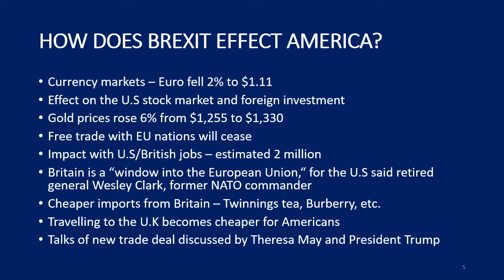How does Brexit affect America? After the referendum in 2016, the currency markets for the euro fell by 2% to $1.11. This had an effect on the US stock market and foreign investment, as people within the EU found it more expensive to invest in US stock or make foreign investment payments to this country. Gold prices rose by 6% from $1,255 to $1,330, making gold more expensive for people to buy.